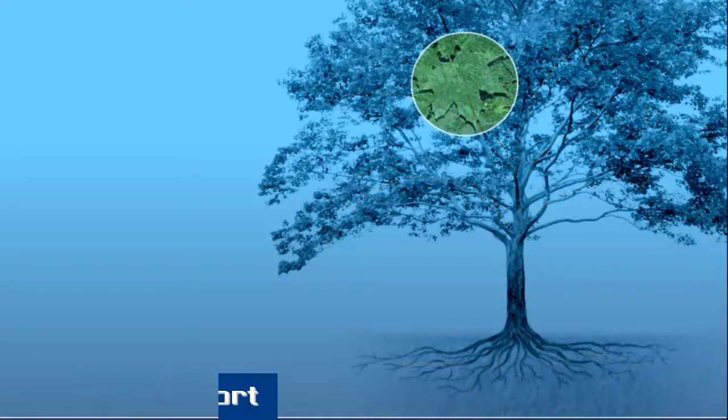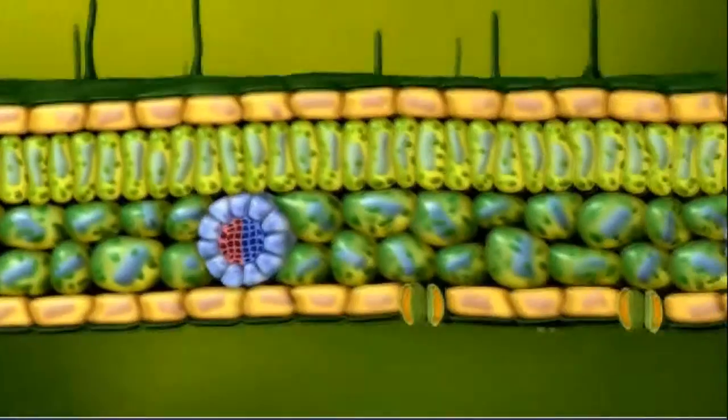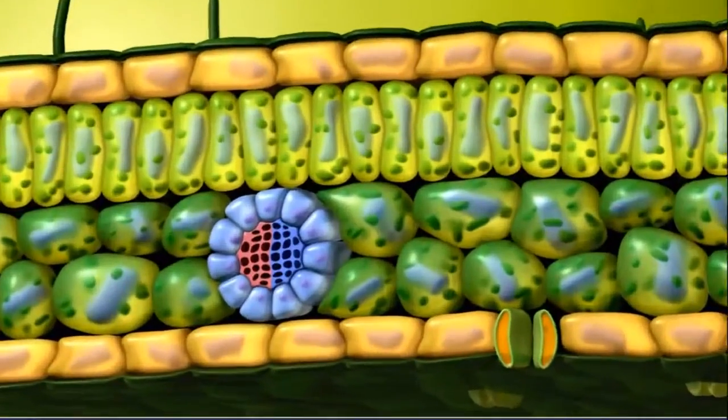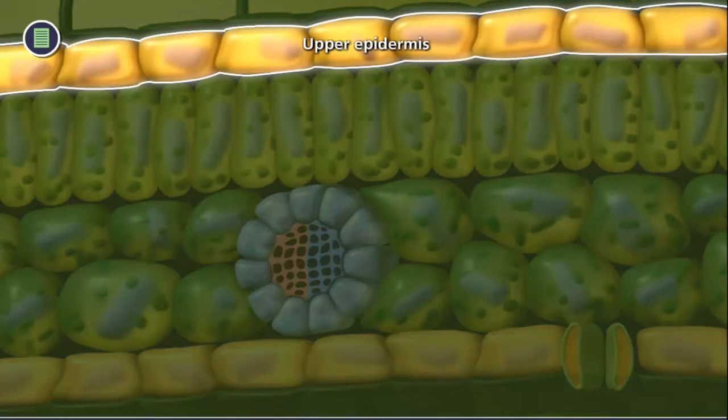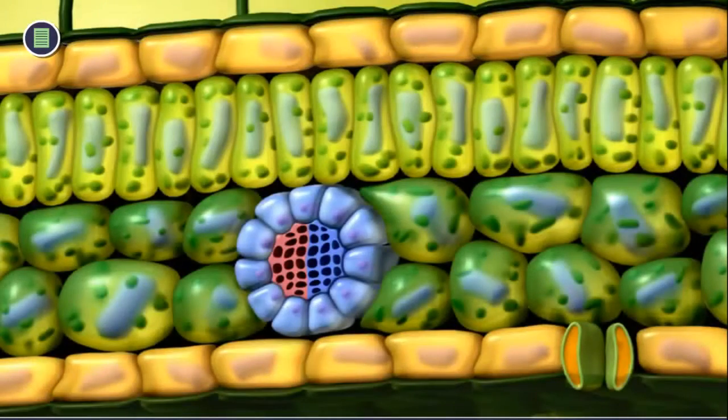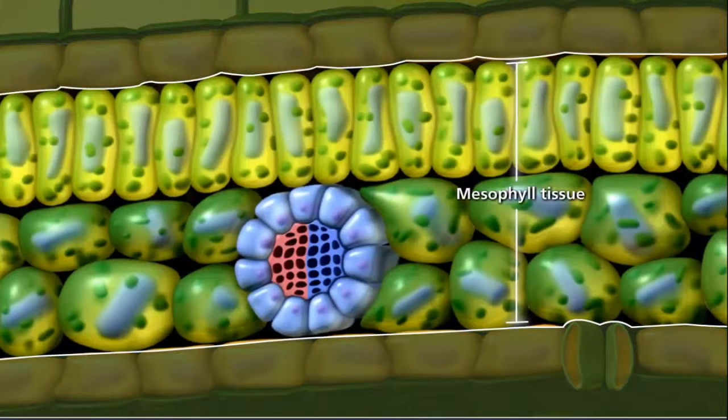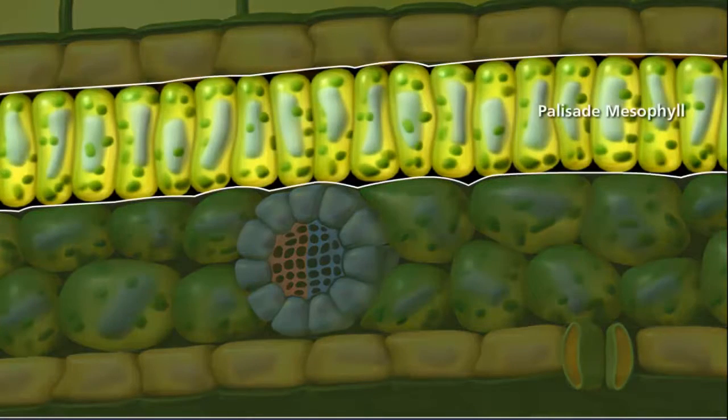Transpiration begins in the leaves. The arrangement of cells and structures in the leaf facilitate the movement of gases and water into and out of the leaf. A leaf contains several layers of specialized cells. The upper epidermis is one cell layer thick and provides a protective covering. Below that layer is mesophyll tissue. Cells in the palisade mesophyll layer are sites for photosynthesis and secretion, as well as storage of food and water.